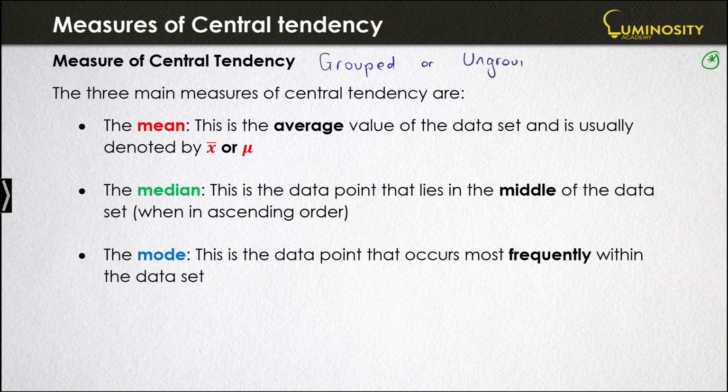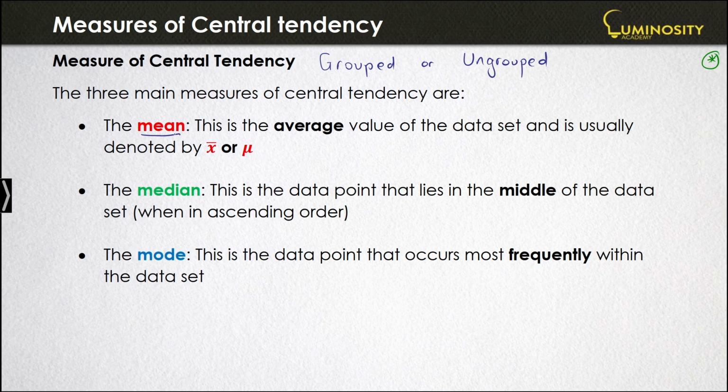So by ungrouped data, we simply mean a discrete number of points that we are given. And for grouped data, we are analyzing frequencies within some sort of interval of points. Okay, so the three main measures of central tendency are as follows. We have the mean, which is sometimes called the expected value or the average.